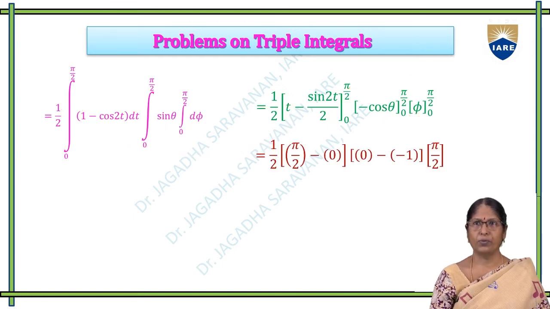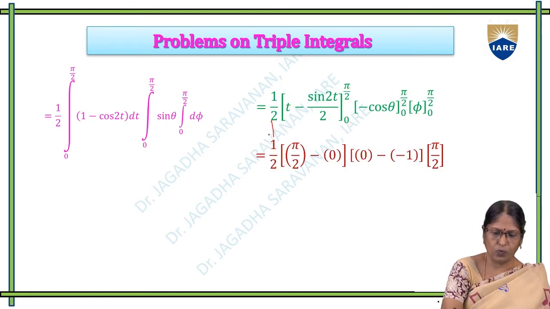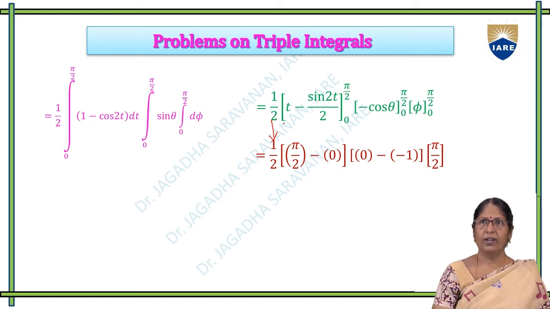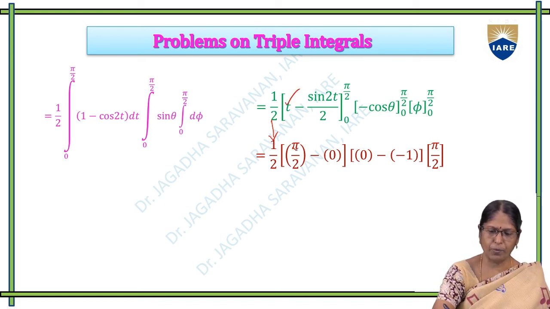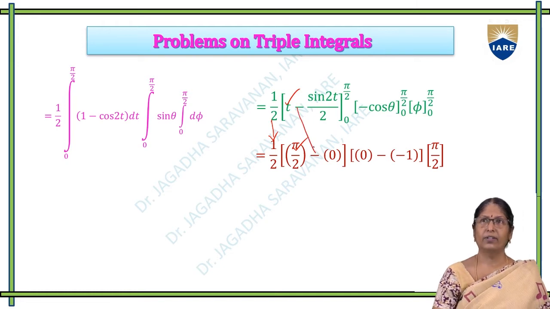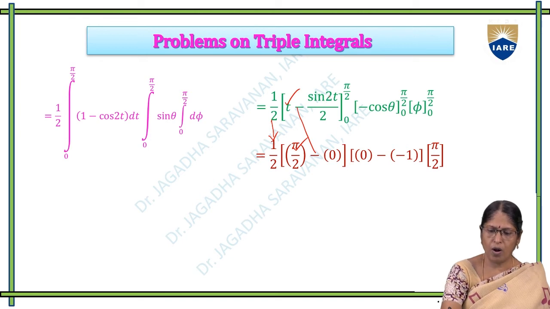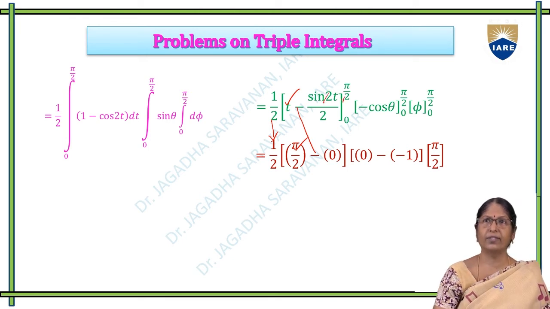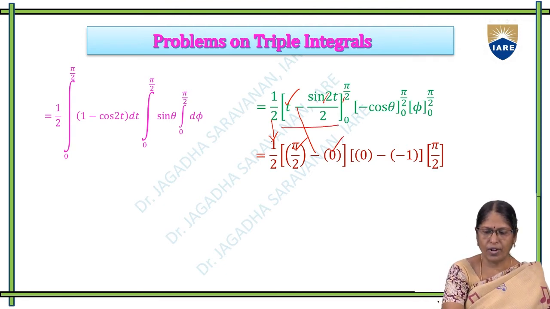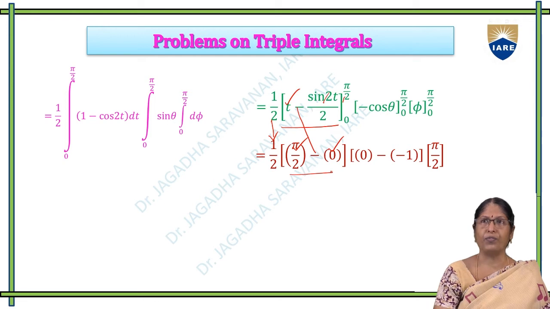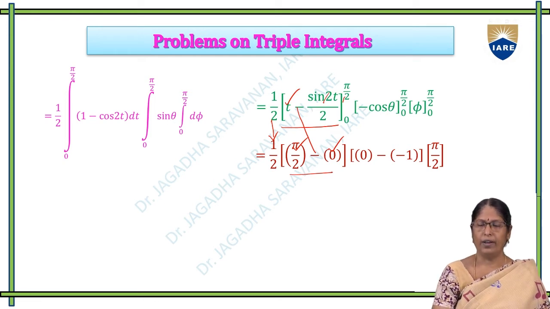So now the substitution: this 1 by 2 as it is. In the t place we substituted pi by 2, this minus as it is. Here t we are substituting pi by 2. Already 2 is there, so when we substitute, this gets cancelled. Sine pi, the value is 0. So the first integral we completely finished. Next we will move to the second integral.